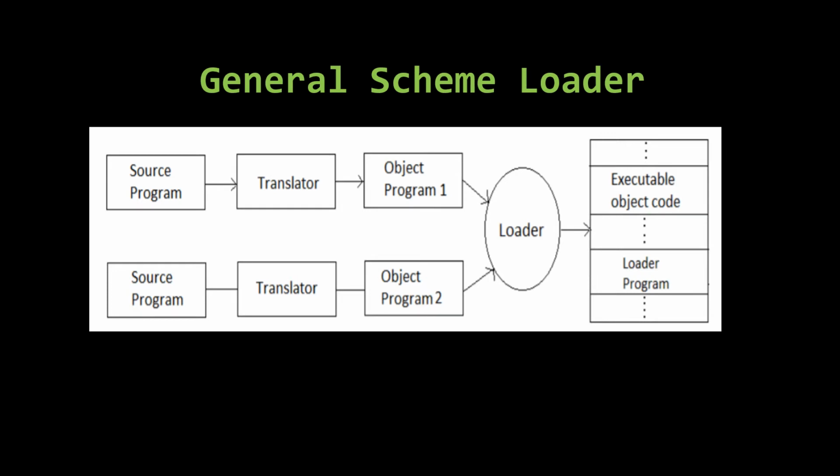In a general scheme loader, the translator performs the job of translation and creates an OBJ file. The job of the loader is to accept all those OBJ files, link them, load them into main memory and make them executable. Means what has happened with this general scheme loader? The job of translation has been performed outside the memory, and the loader will simply combine or link all those object files, place them into memory and make them executable.